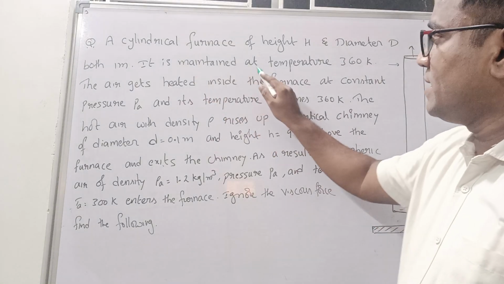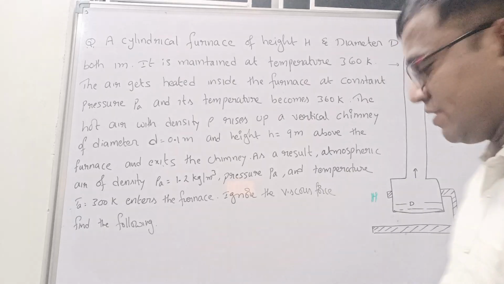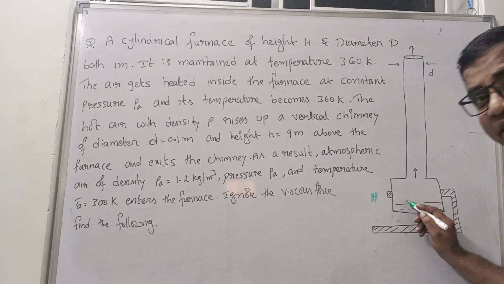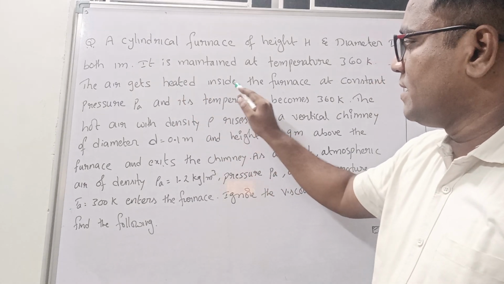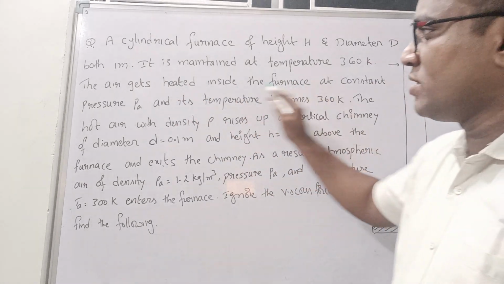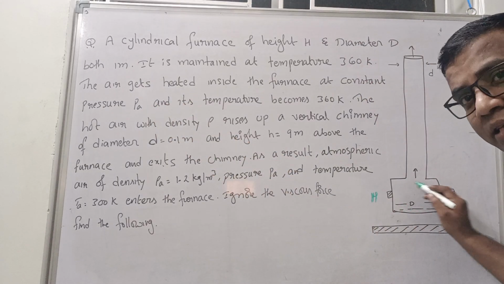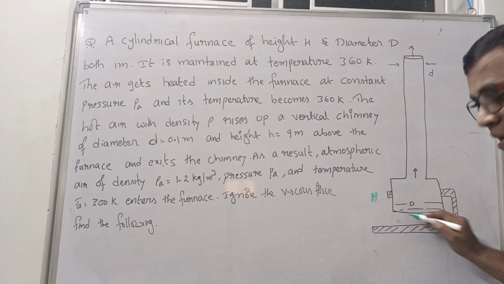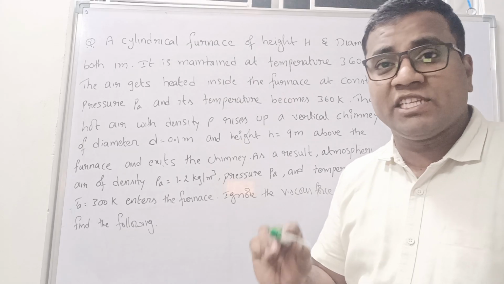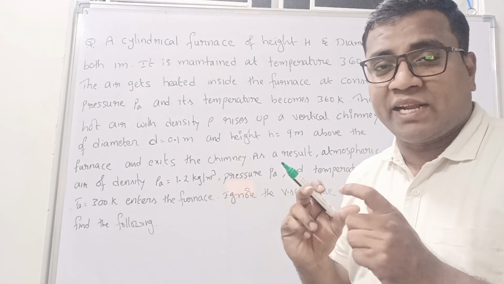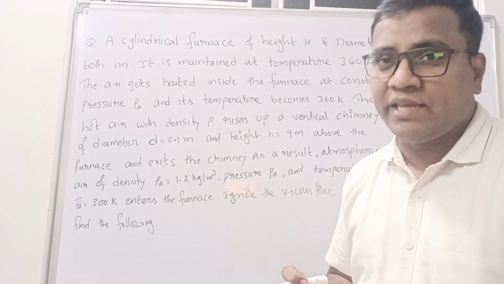It is maintained at a temperature 360 Kelvin. So here how much temperature is there? 360 Kelvin is there. The air gets heated inside the furnace at constant pressure PA. So in the furnace, what will be the pressure? The pressure is maintained constant and it is PA. So inside the furnace, pressure is PA and temperature is 360 Kelvin.